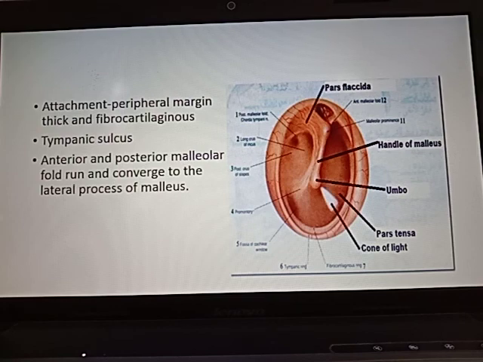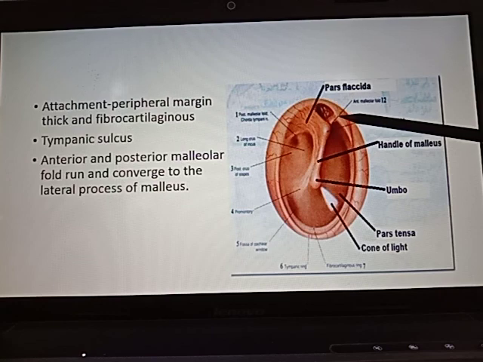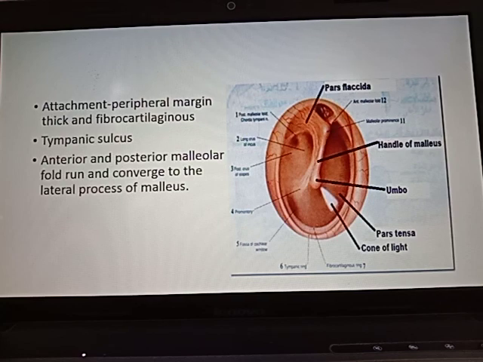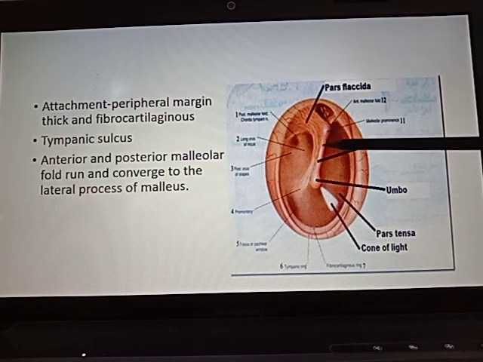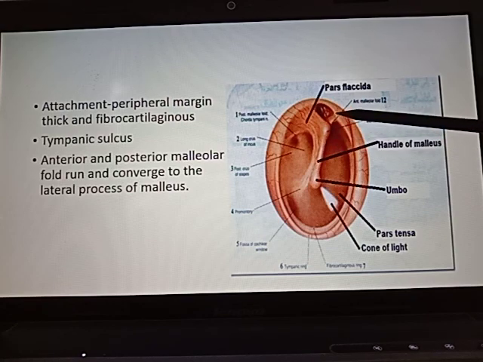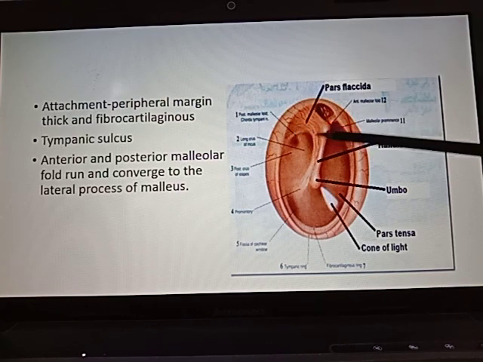From the margin, two folds come to the lateral process of the malleus. They are known as the anterior and the posterior malleolar fold. So this is the anterior malleolar fold and this is the posterior malleolar fold. From the margin, one fold goes to the lateral process of the malleus, and another from this region goes to the lateral process of the malleus.